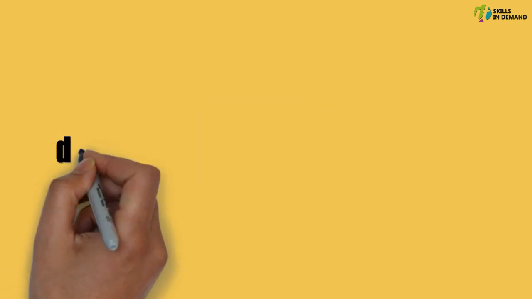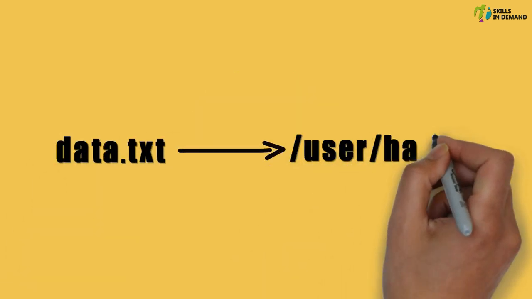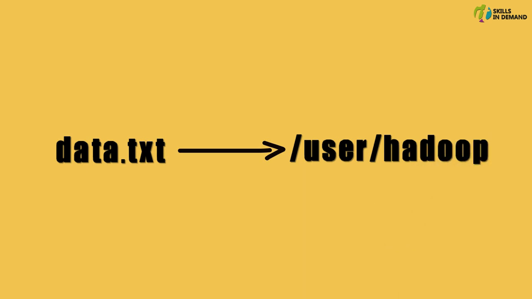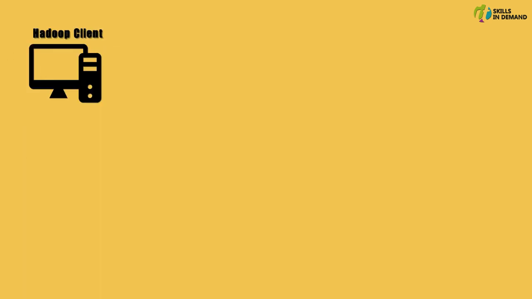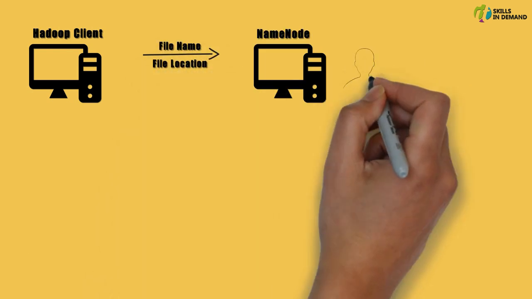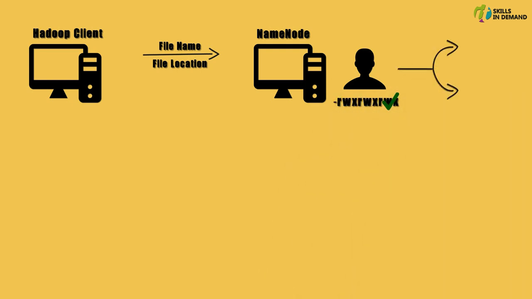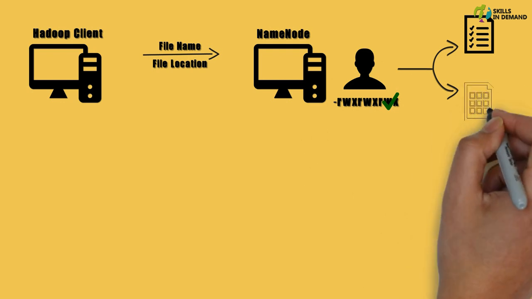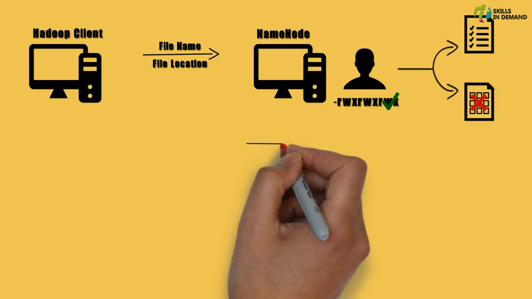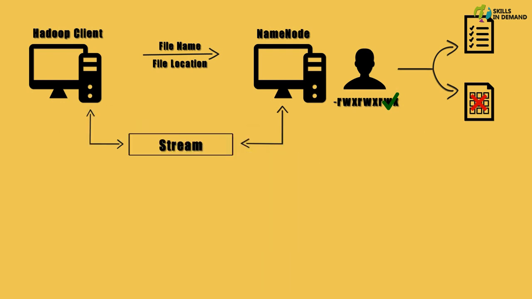Let us say we want to write a file named data.txt within the /user/Hadoop folder. The client would send a request to the name node along with the file name and the file location to be created. If the requested user has the appropriate permissions, an entry is made within the metadata list of the name node. Initially, no blocks are associated to this file. Now the name node opens a stream to which the client can write data.